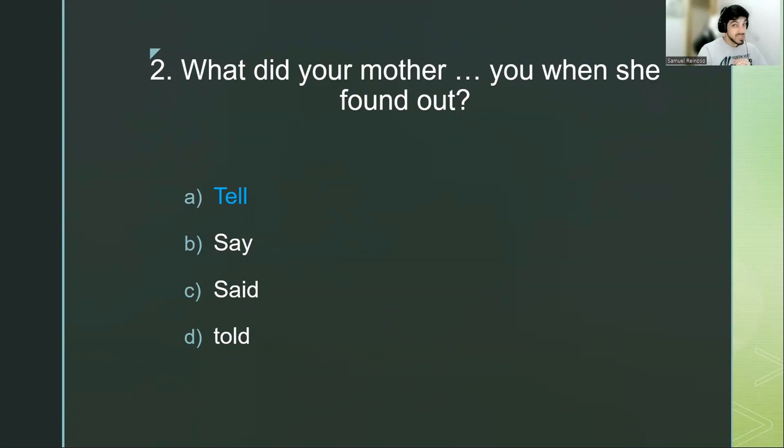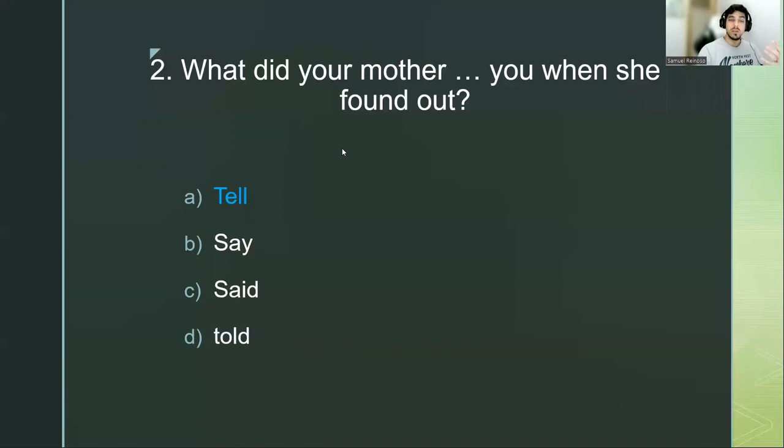What did your mother tell you when she found out? What did your mother tell you? ¿Qué te dijo when she found out? Cuando se enteró. Okay, so we have two verbs, A, tell, and B, say. C and D are the past tenses of tell and say. Say, said. Tell, told.